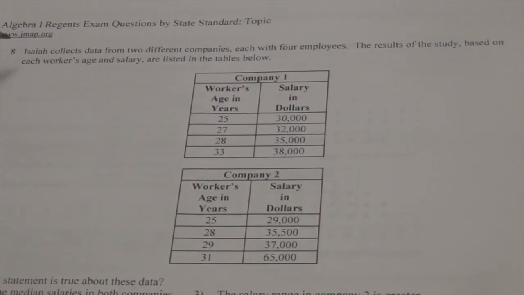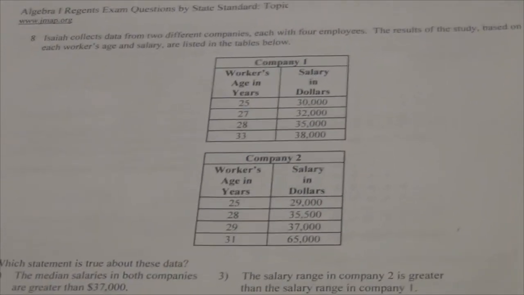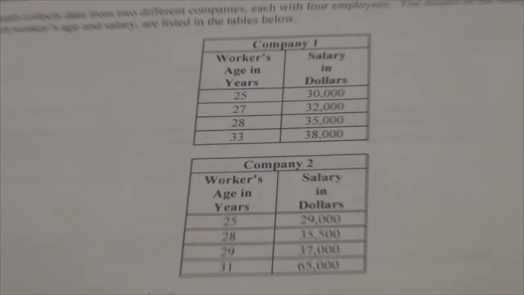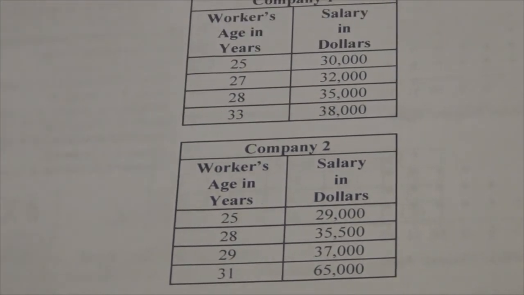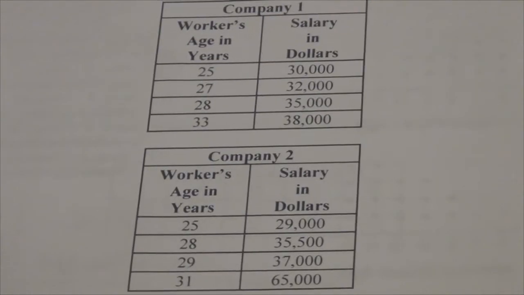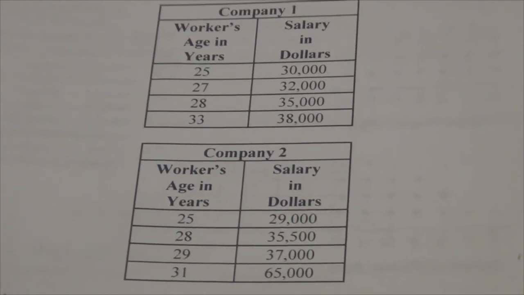Okay, so it says, Isaiah collects data from 2 different companies, each with 4 employees. The results of the study based on each worker's age and salary are listed in the table below. So what does that mean? Well, they're listed, so now you have seen the data. You can look at it all you want. Take a picture, pause it, however you want to do it, but you need to keep it in mind. Now, let's go on to the multiple choice statements.